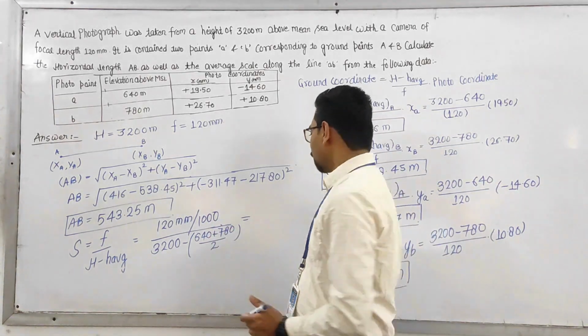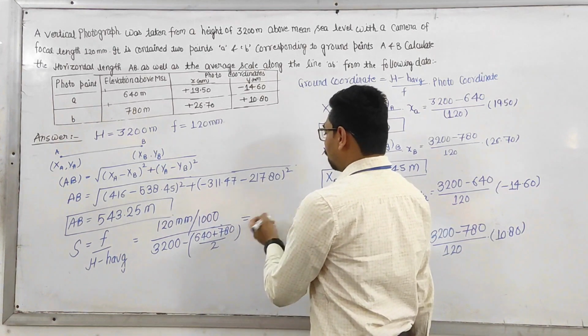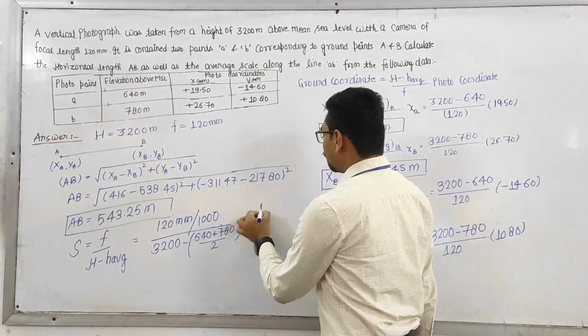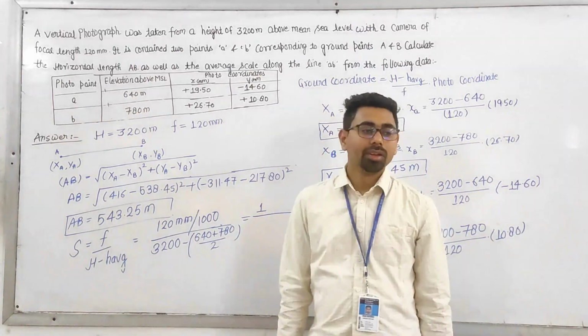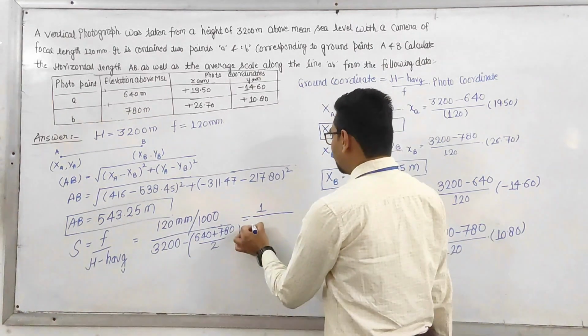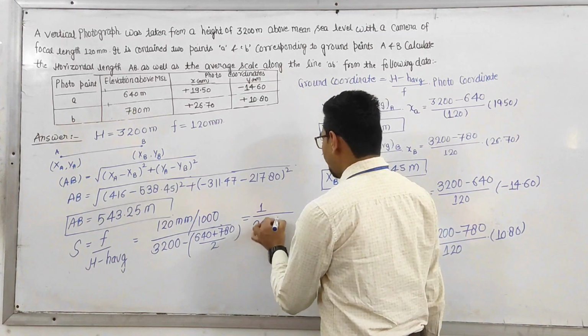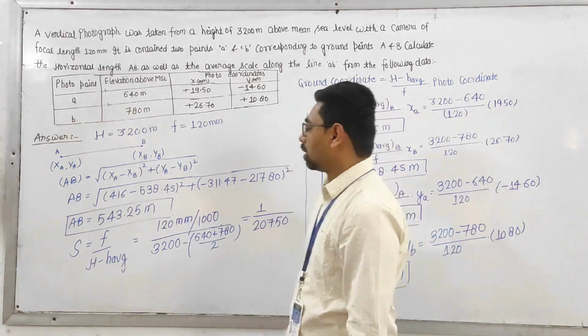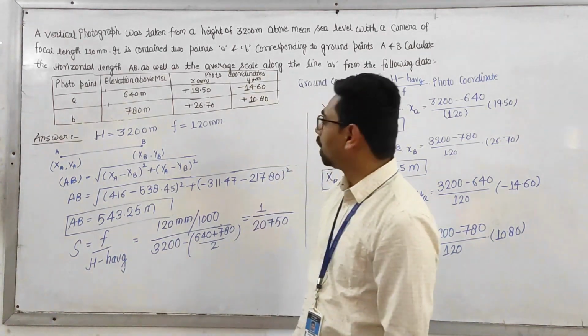First, we calculate this value and get a scale of 1 divided by 20750. We have calculated both the values.